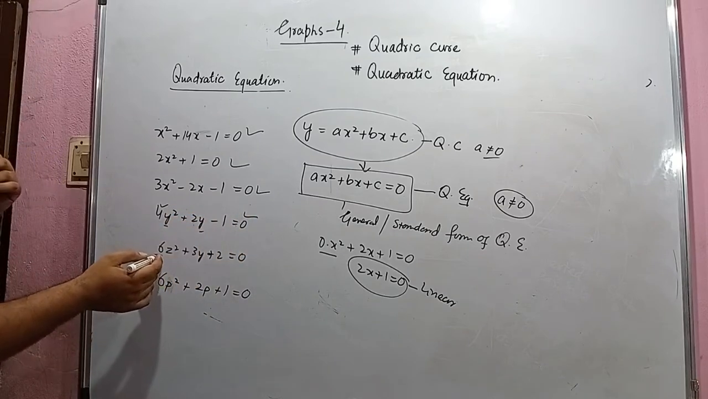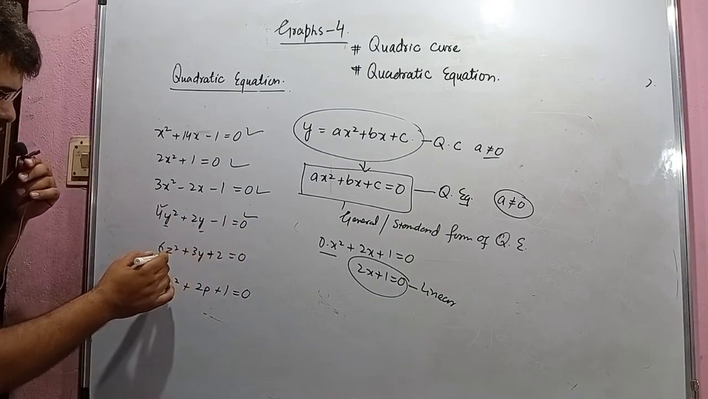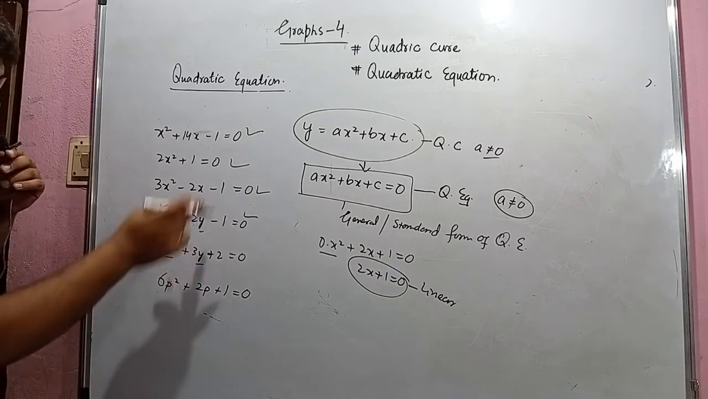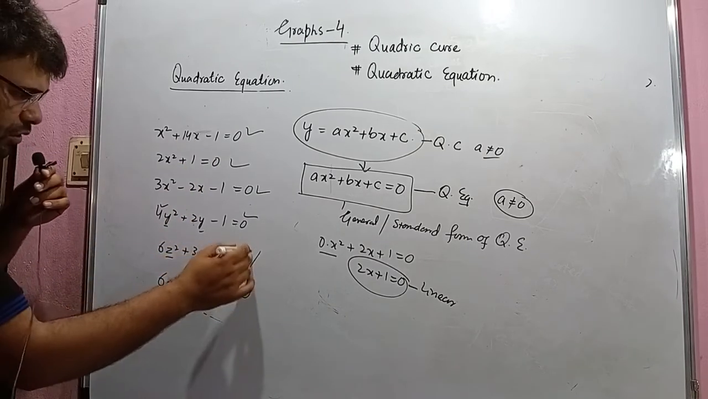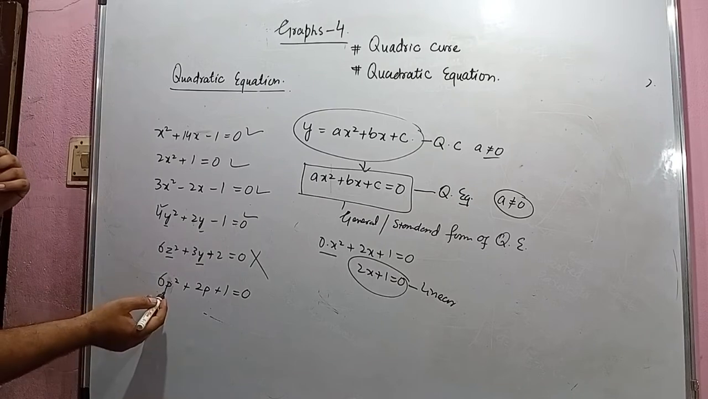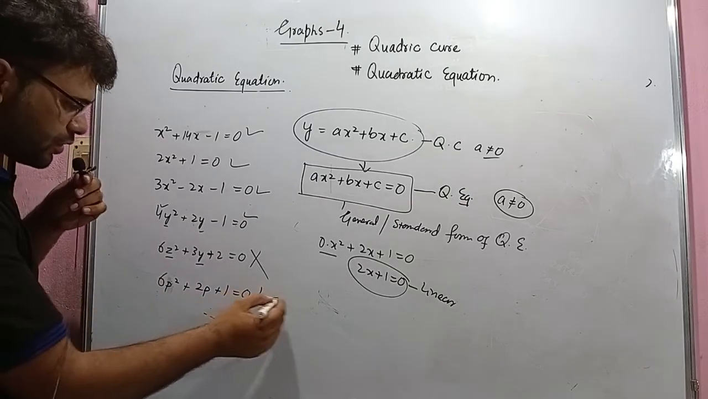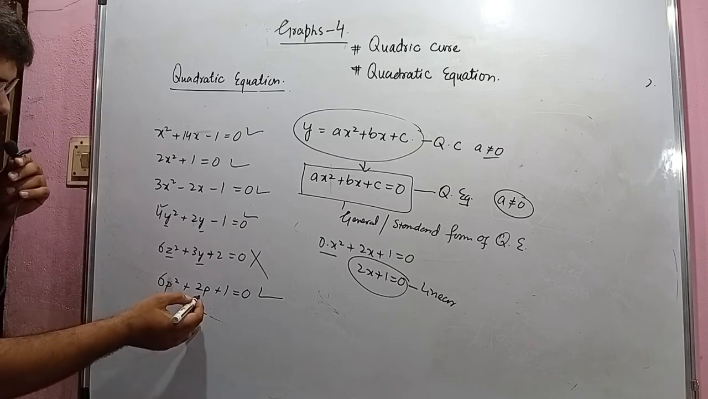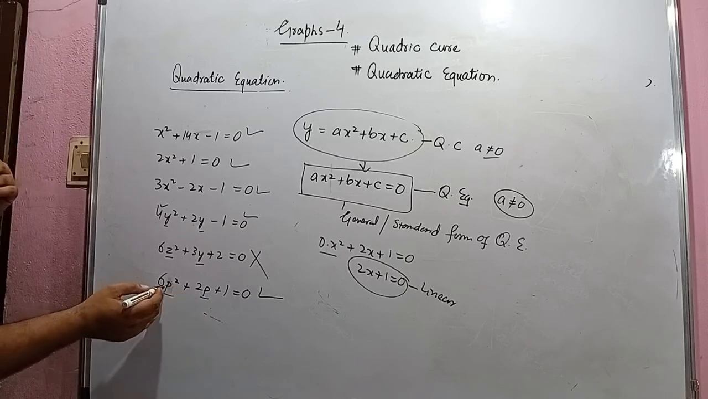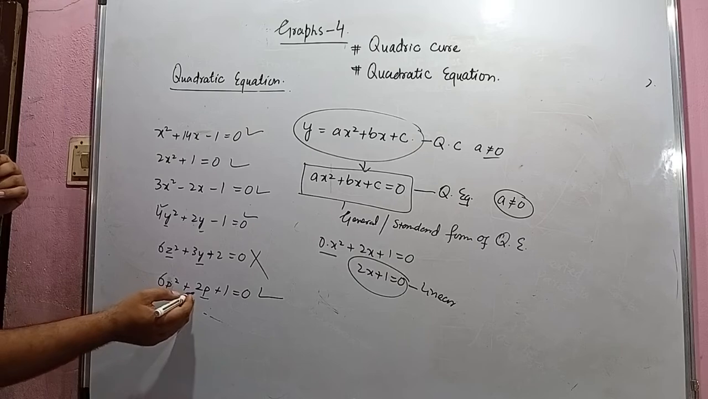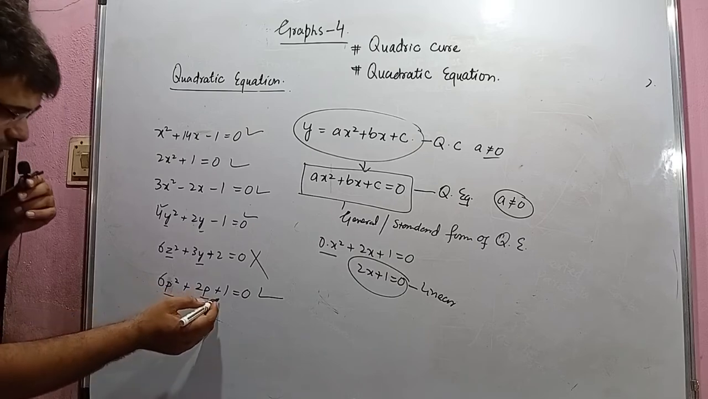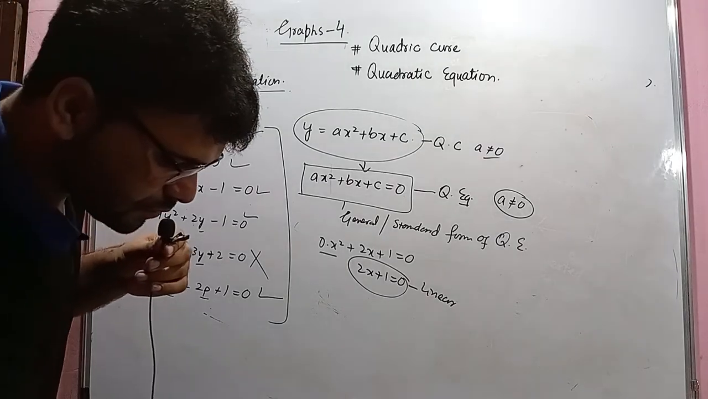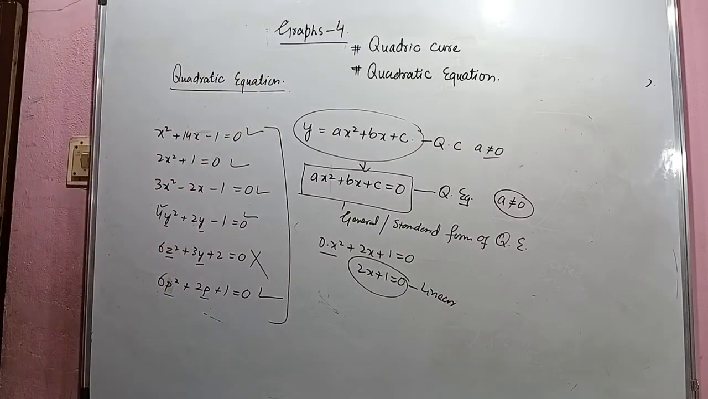Here 6z square plus 3y, you can see here it is z, and it is y, so it is not in that form. We should have the same variable. This is not the quadratic equation. Here 6p square plus 2p plus 1, yes, this is the quadratic equation, because in place of x square we have p square, in place of x we have p, and the value of a is the coefficient of p square, that is 6, and the value of b is 2, and c is 1. So these are a few examples of quadratic equations. Now we will move to the solutions of the equations.